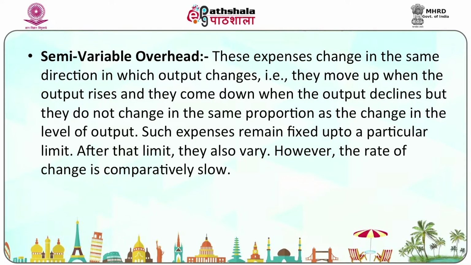Next type of cost, semi-variable. These expenses change in the same direction in which output changes. That is, they move up when the output increases and they come down when the output declines. But they do not change in the same proportion as the change in the level of output. Such expenses remain fixed up to a particular level. After that limit, they also vary. However, the rate of change is comparatively slow.